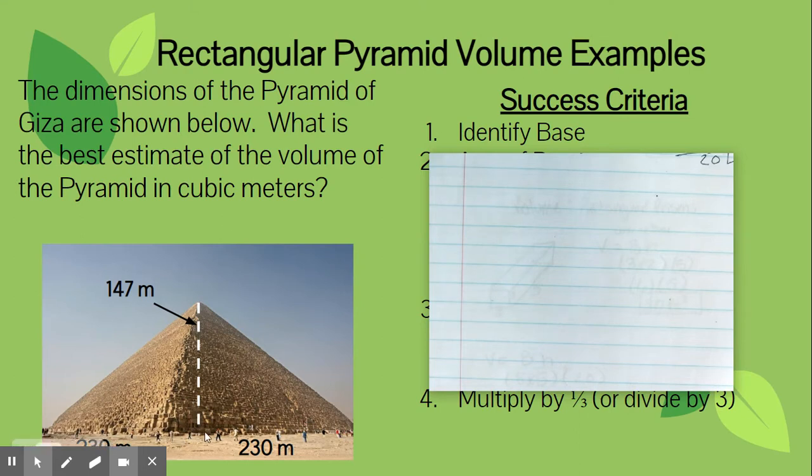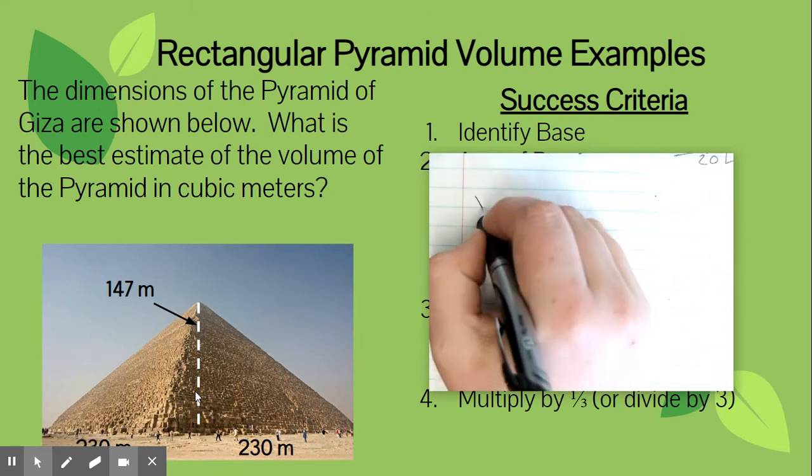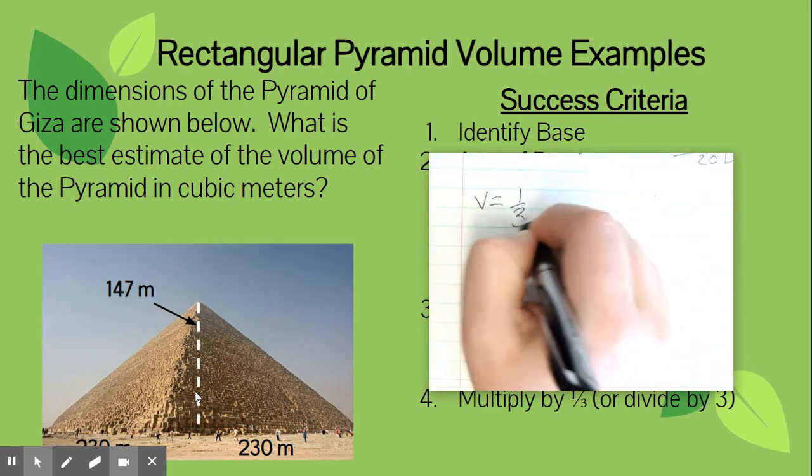So this is 230 by 230, my base and my height. And then the height of the pyramid is 147 meters. Okay, so I'm going to take my volume. We know we need to do 1/3 of it.